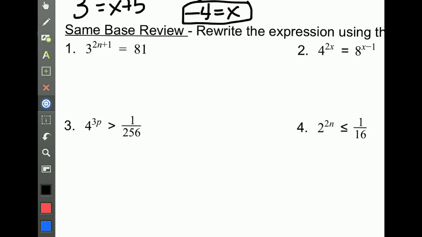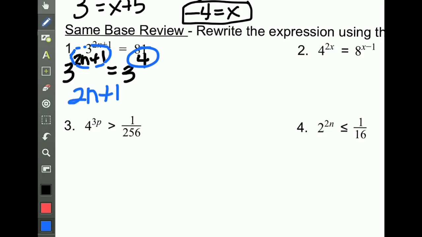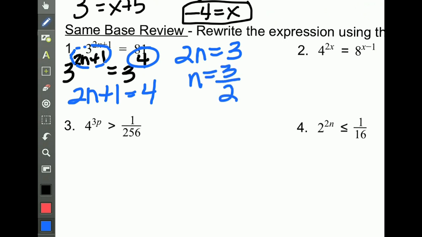Once your bases are the same, then you can ignore the bases and just set the exponents equal to each other and solve. So 3 is a base, so 3 to the 2n plus 1. And I'm going to try if some base 3 to some power will give me 81. Well, 3 to the second power is 9, 3 to the third power is 27, 3 to the fourth is 81. Once I have those equivalent, that and that, now I can set them equal to each other and solve. So 2n would equal 3, and then n equals 3 halves.